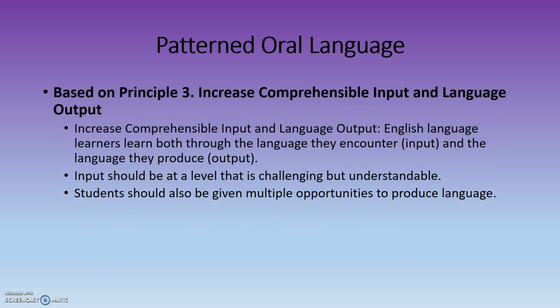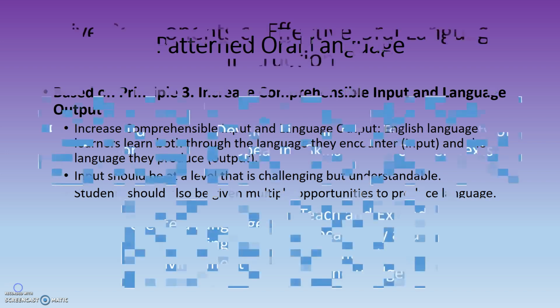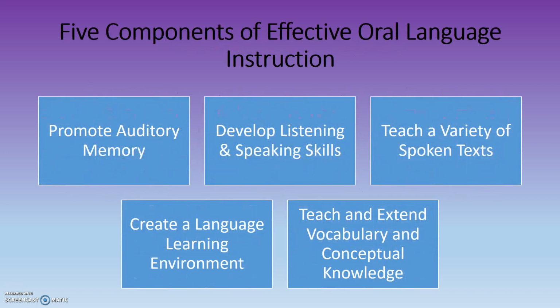Pattern oral language is based on principle number 3, to increase comprehensible input and language output. Increased comprehensible input and language output means that English language learners learn both through the language they encounter, which is the input, and the language they produce, which is the output. Input should be at a level that is challenging but still understandable, and students should also be given multiple opportunities to produce language. There are 5 components of effective oral language instruction.